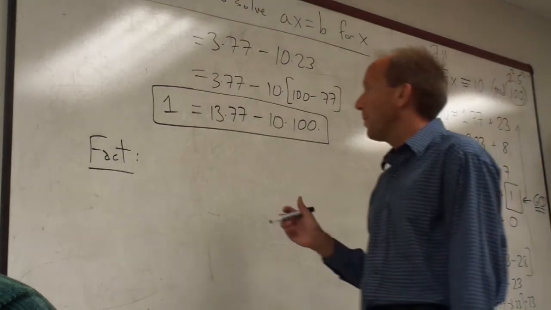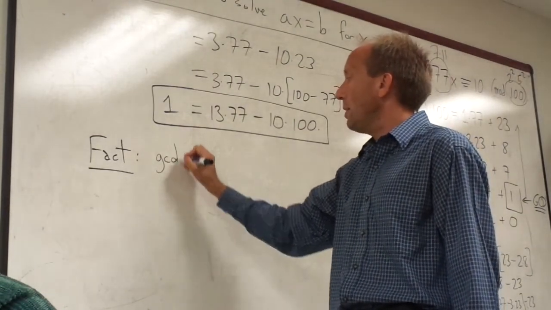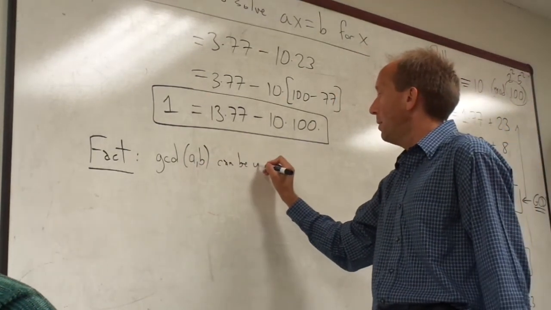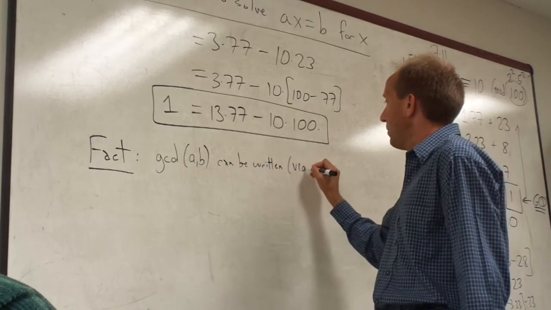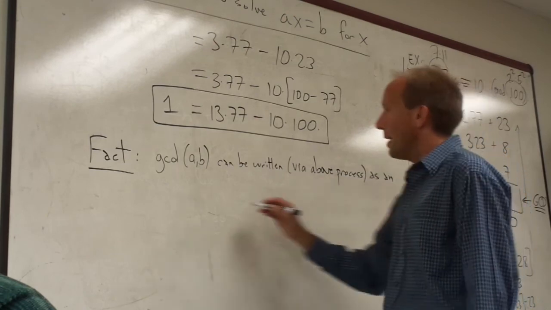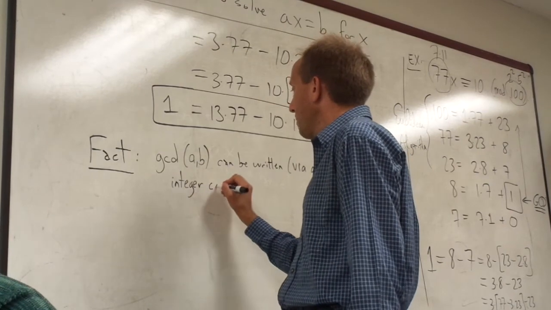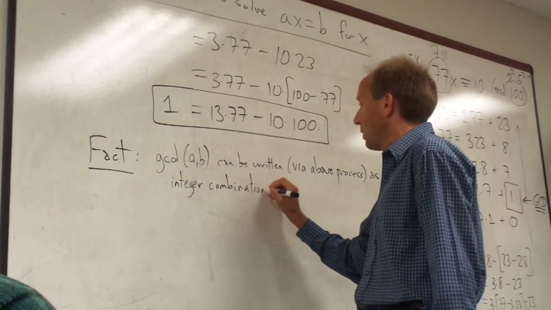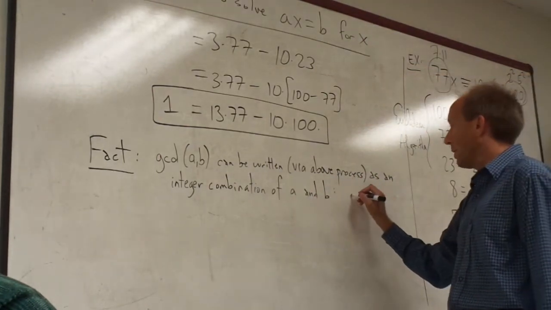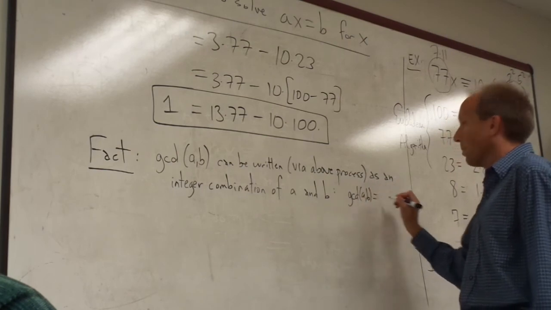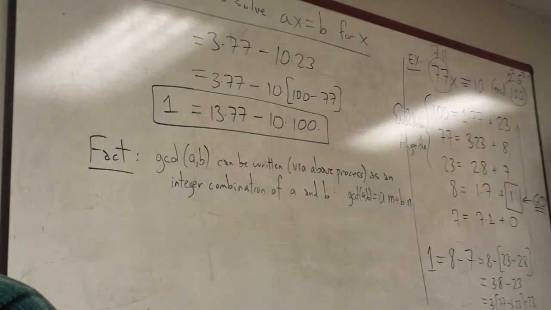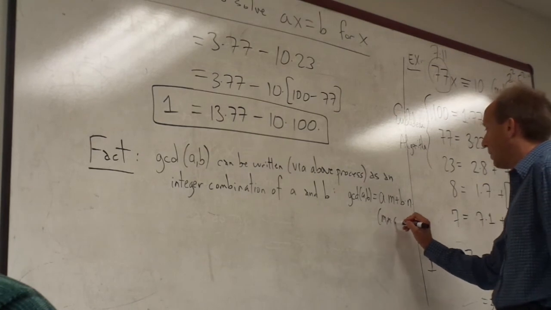So the basic fact is that if you take the GCD of two numbers A and B, it can be written via the above process as an integer combination of A and B. So in other words, the GCD of A and B can be written in the form A times M plus B times N, where M and N are integers.